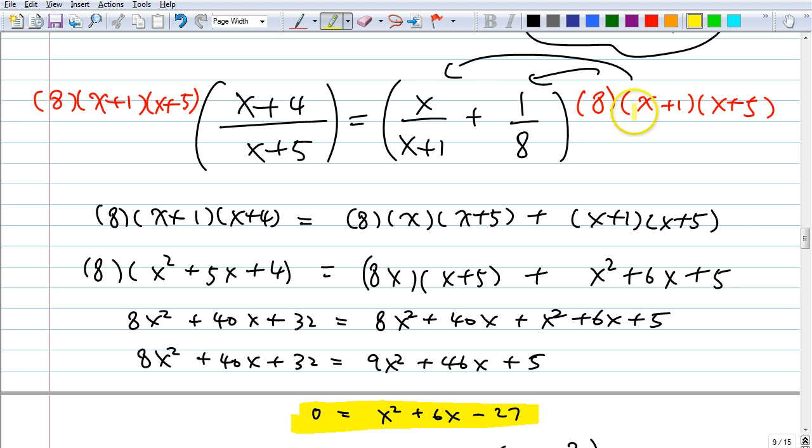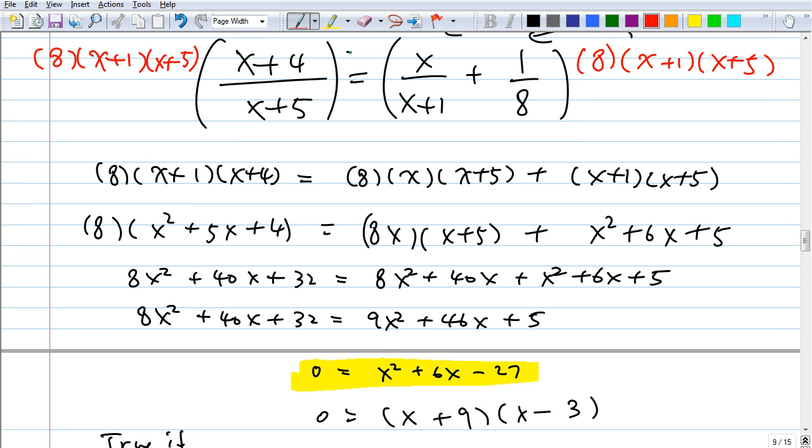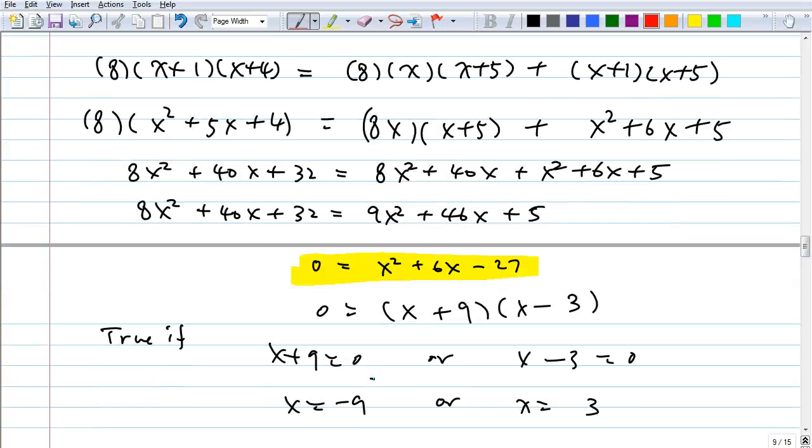A lot of you, this whole LCD, you have to distribute to each of these terms. There are 2 terms, right? You got to distribute this. So when you do, you get this. And of course, when you factor, you get x plus 9 times x minus 3, because this is easy since the leading coefficient is 1. So you're asking yourself, what 2 numbers can you multiply to get negative 27, and when you add, you get positive 6, which is 9 and negative 3. If this is true, what are your solutions? Matthew? That's correct. There are 2 possible solutions, x equals negative 9 or x equals 3.